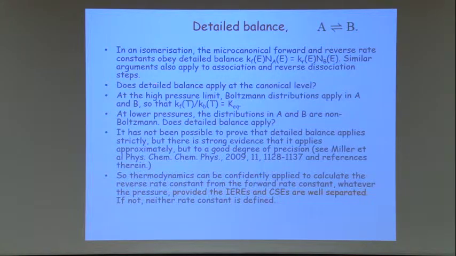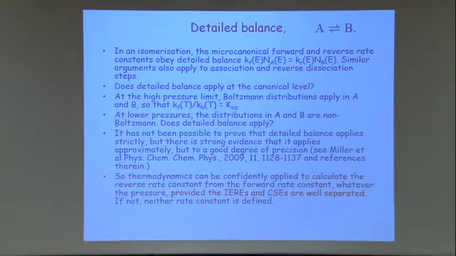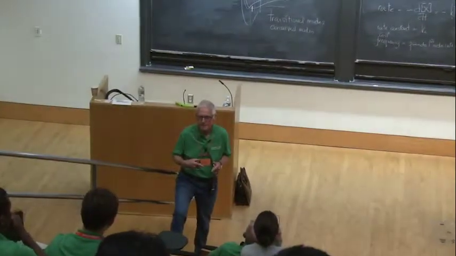So, does detailed balance, so that's the microcanonical level, does detailed balance apply at the canonical level? At the high pressure limit it certainly does, because we're operating from Boltzmann distributions. At lower pressures, it's not really been possible to demonstrate totally unequivocally that detailed balance does apply. It's been possible to show that it's very, very close to applying. There may be some slight error in it, but numerical calculations show that it's a very good approximation. An analytic solution has not been found which demonstrates unequivocally that it always applies.